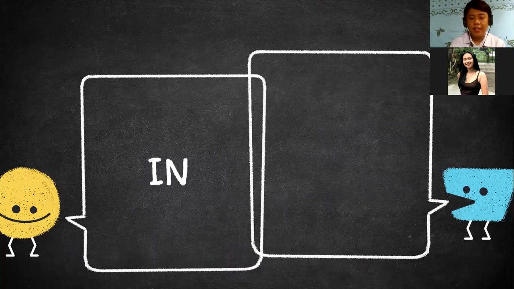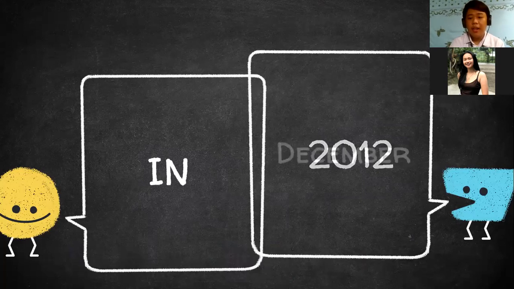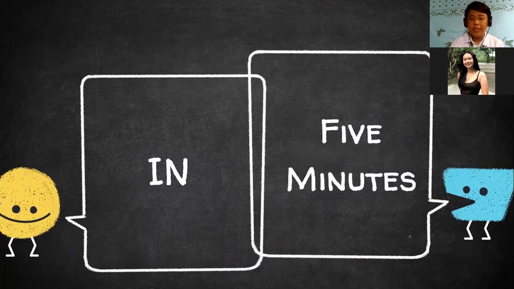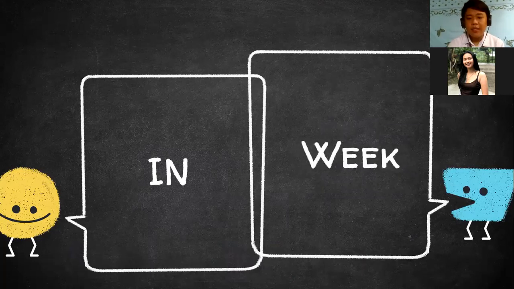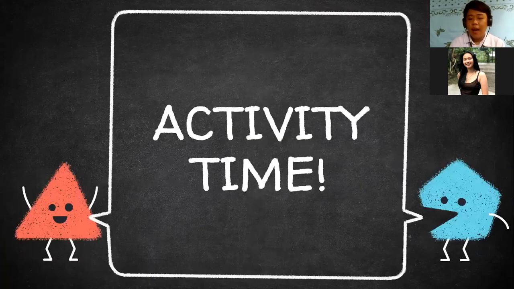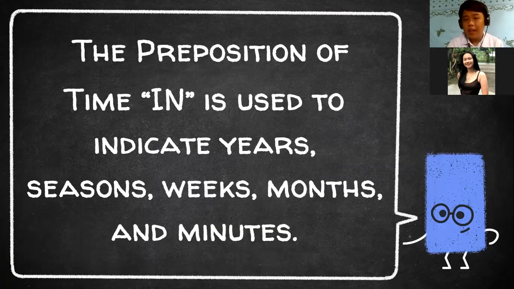Okay, it's "in." So it modifies 2012, which is a year. It modifies December, which is a month. It modifies spring, a season. 5 minutes, which is a minute, and a week. So just remember that the preposition of time "in" is used to indicate years, seasons, weeks, months, and minutes. So do you have any question regarding our lesson for today?